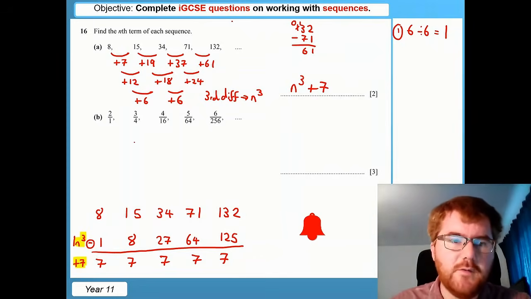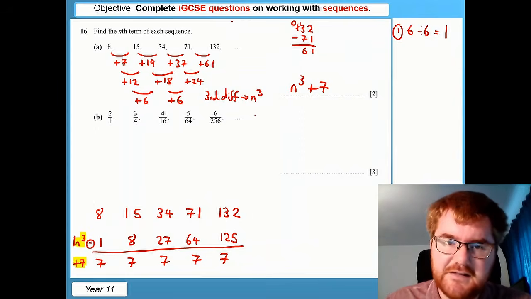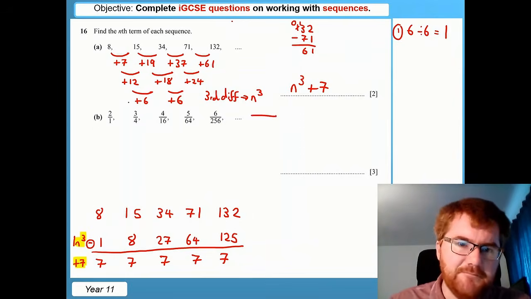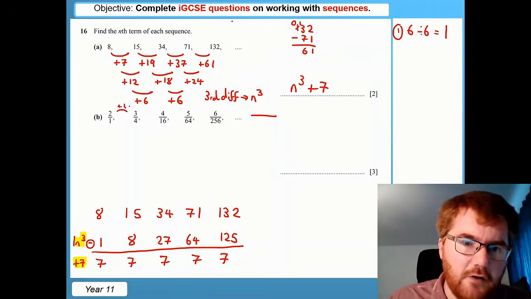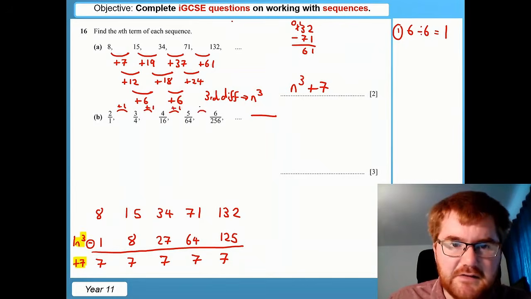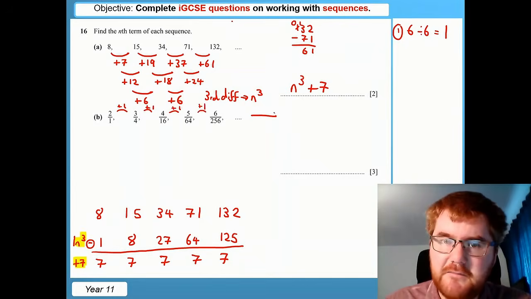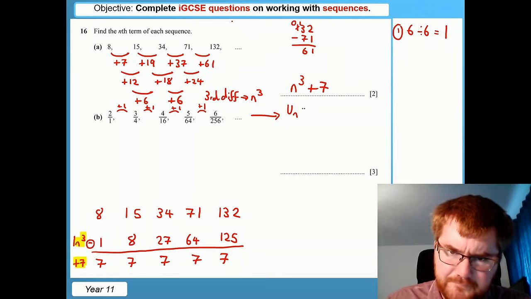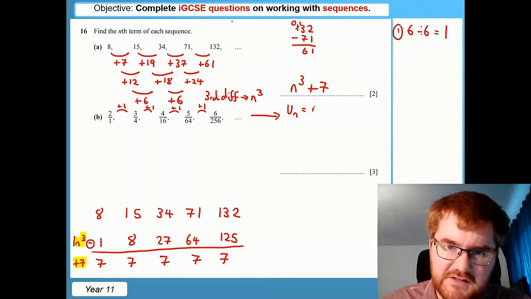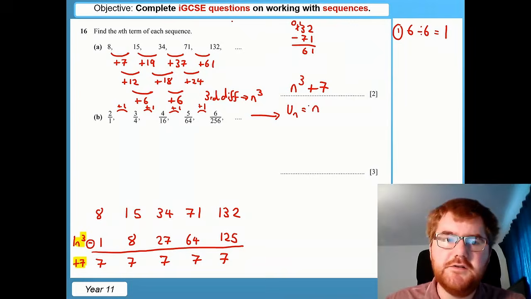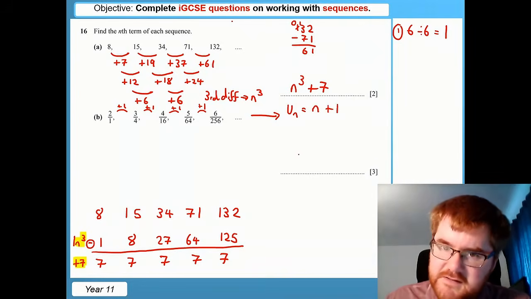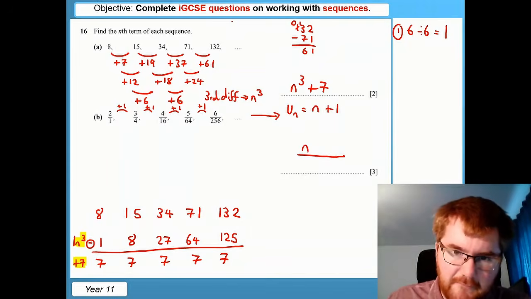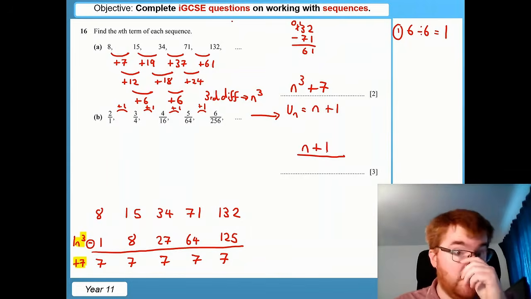So first of all, we have the numerator and denominator. So we're going to treat this separately. The first one we have 2, 3, 4, 5, 6. So we're adding on 1 each time. So the numerator is going to be easier to work out. So our nth term for the numerator is going to be 1n, or just n. And then what do we do to 1 to get to 2? Well, we add on 1. So the nth term of the numerator is straightforward here. It's just n plus 1.